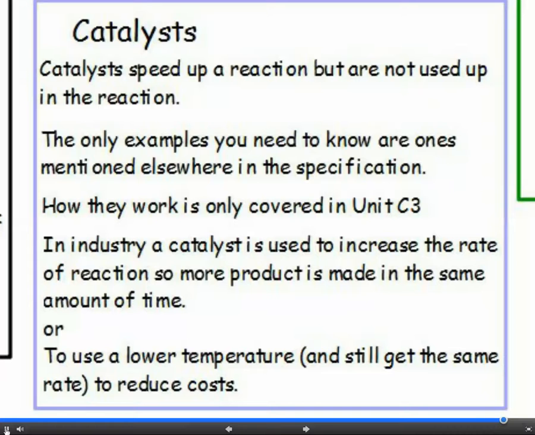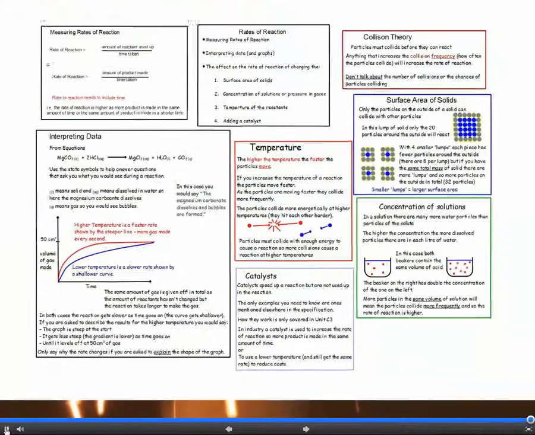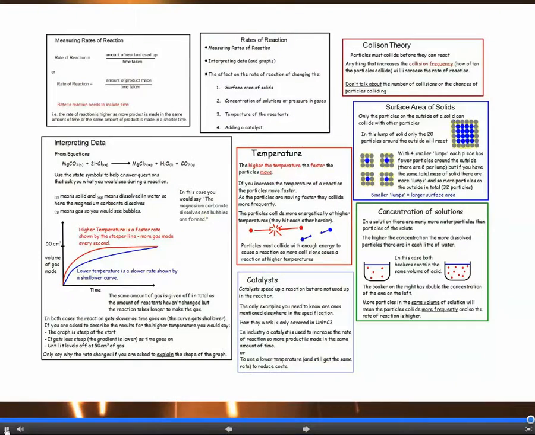You do need to know a few examples from other parts of the specification, for example nickel being used to help harden vegetable oils from the C1 module. How they actually work is covered in the energy module in C3. That covers rates of reaction. Next stop is exothermic and endothermic reactions.